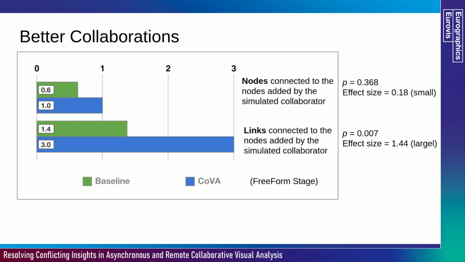But for the number of these links, it's significantly higher in COVA than the baselines. This means that participants have added more new findings that are connected to the results that are shared by the collaborator, which indicates a better collaboration.